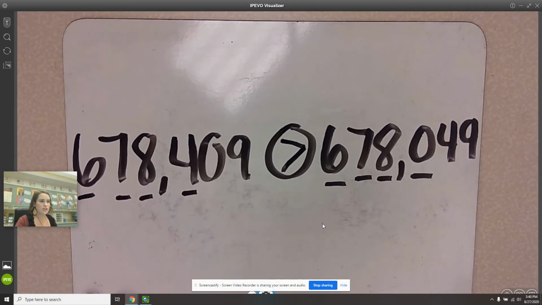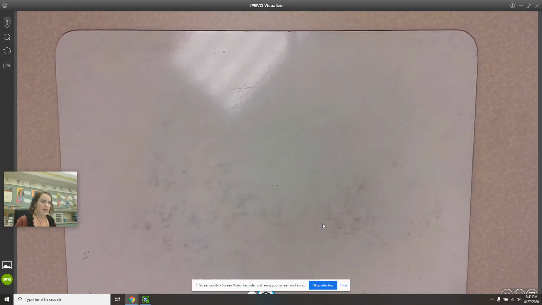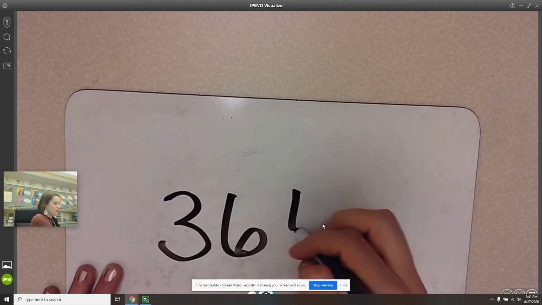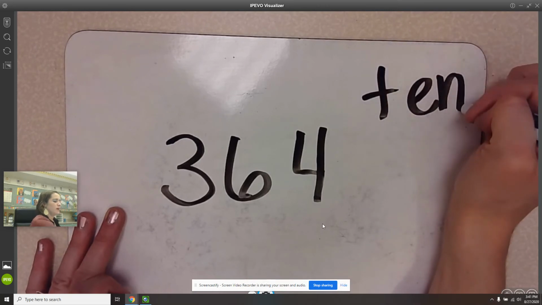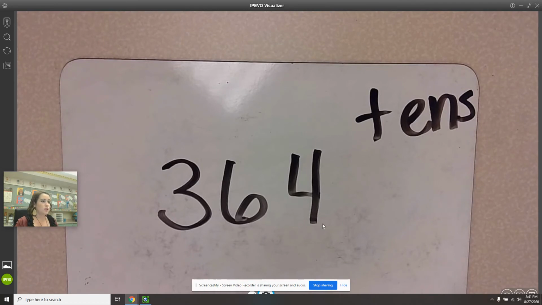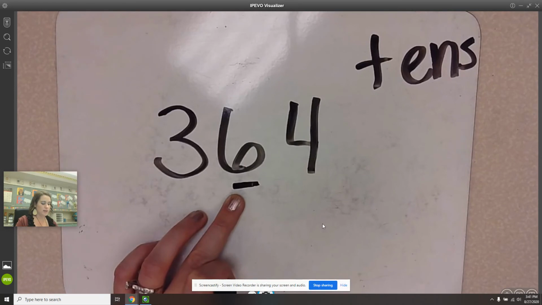Okay, the last skill we talked about was rounding. Okay, and I'm just going to go over, there's 3 methods we talked about. I'm just going to go over the simplest way. Okay, so I'm going to write a number here, 364. And we are going to round it to the nearest 10. So I'm going to write that in the corner so we remember. Okay, nearest tens place. All right, so this is the place that we're rounding to, the tens. So I'm going to underline that.